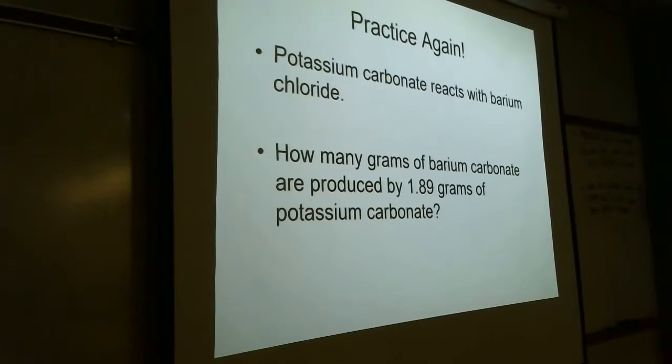All right, try one more, and then we're going to do some limiting reagent problems. Potassium carbonate reacts with barium chloride. I didn't tell you anything beyond that. How many grams of barium carbonate are produced by 1.89 grams of potassium carbonate? This is what your problems will look like in tests and quizzes. No equation, no formulas. It's all up to you to figure those things out. I'll pause the video and let you chew on that one for a few minutes.